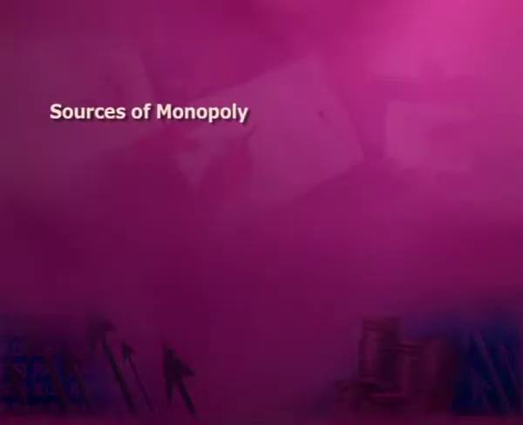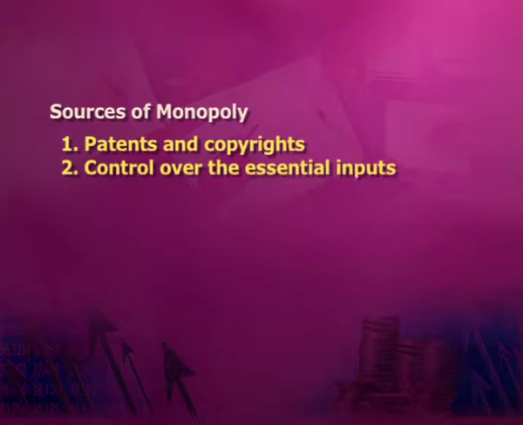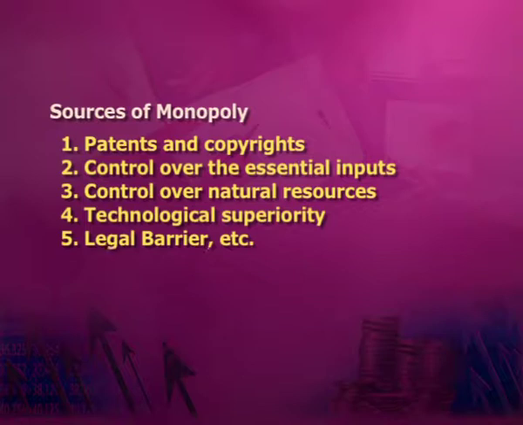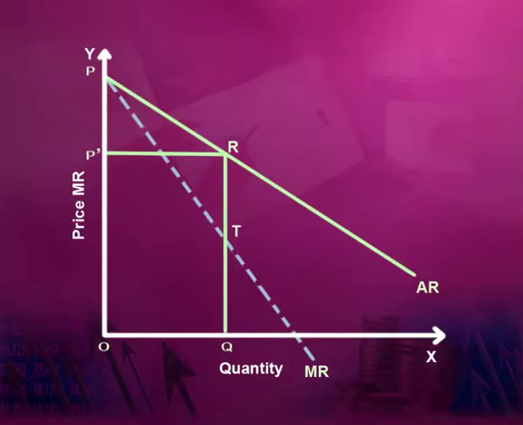But what are the sources of monopoly? These are: first, patents and copyrights; second, control over the essential inputs; third, control over natural resources; fourth, technological superiority; fifth, legal barrier, etc. Moving ahead to monopoly's revenue curve. Monopoly's revenue curve is downward sloping, that is, sloping from left to right, meaning that it has to reduce the price to increase the sale of its product, as we can see in this diagram.